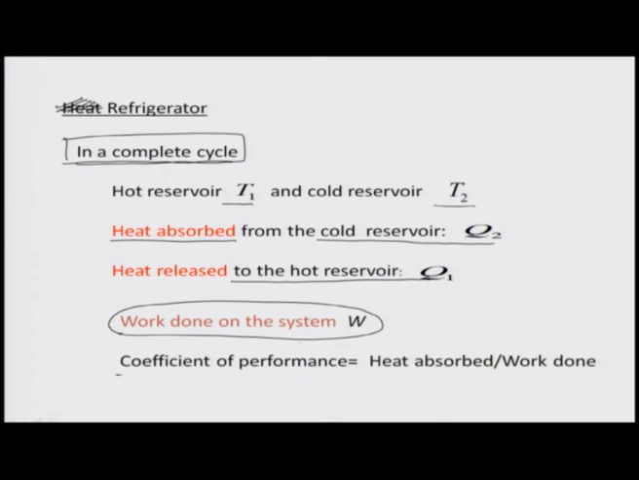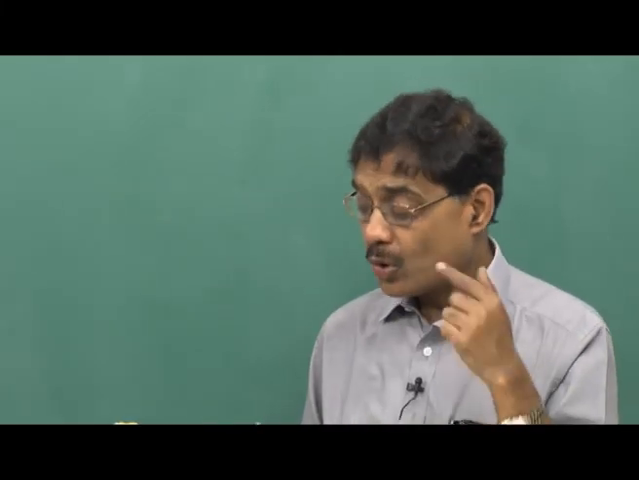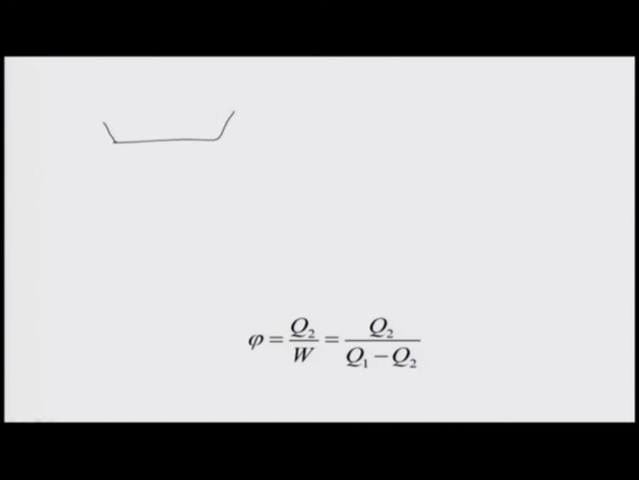So, one can define a coefficient of performance, heat absorbed divided by work done. Okay? So, heat absorbed from the cold reservoir, heat released to the hot reservoir. This difference with the heat engines one should bear in mind. Furthermore, this time I am not getting work out of the system, rather work is done on the system. Okay? Now, proceed.